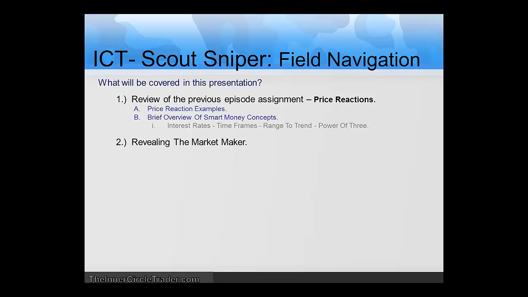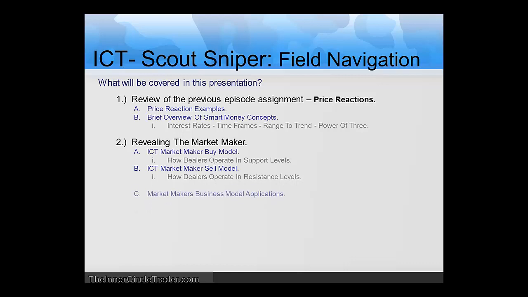Okay, we're going to be revealing the market maker. We're going to be looking at the ICT market maker buy model, and how dealers operate in support levels. And we're going to be looking at the ICT market maker sell model and how dealers operate in resistance levels.